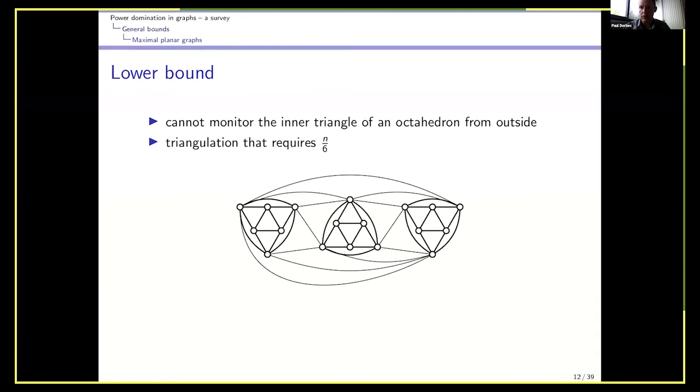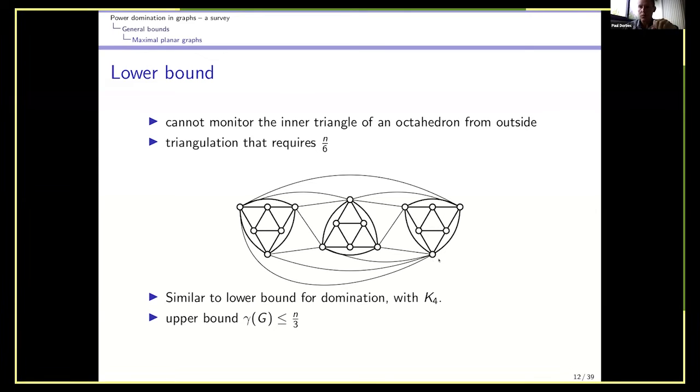And we wanted to try to find an upper bound. What is happening here is similar to what happens for domination. In domination, if we replace this octahedron with K4, a triangle with one vertex in the middle, I take a set of K4s and connect them with a set of edges so that it becomes a maximal planar graph, never connecting the middle vertex, which cannot.